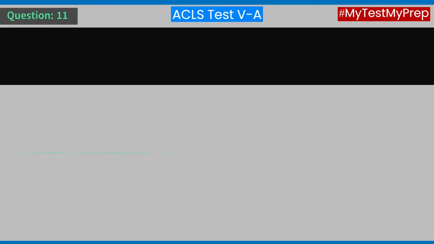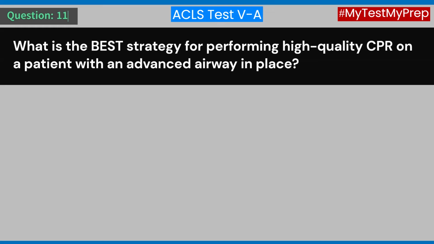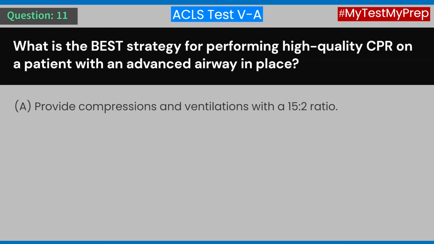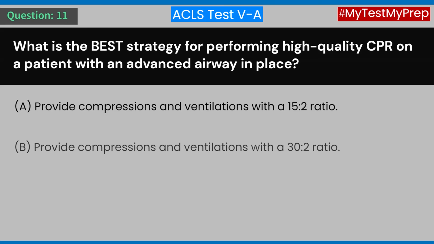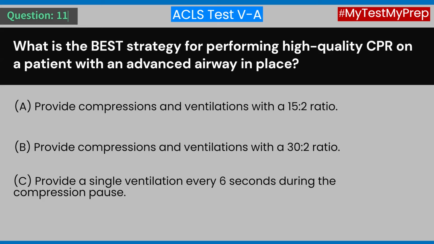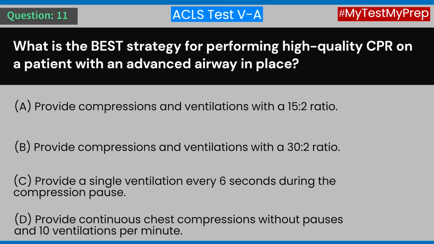Question 11. What is the best strategy for performing high-quality CPR on a patient with an advanced airway in place? A. Provide compressions and ventilations with a 15:2 ratio. B. Provide compressions and ventilations with a 30:2 ratio. C. Provide a single ventilation every 6 seconds during the compression pause. D. Provide continuous chest compressions without pauses and 10 ventilations per minute. Answer: D. Provide continuous chest compressions without pauses and 10 ventilations per minute.